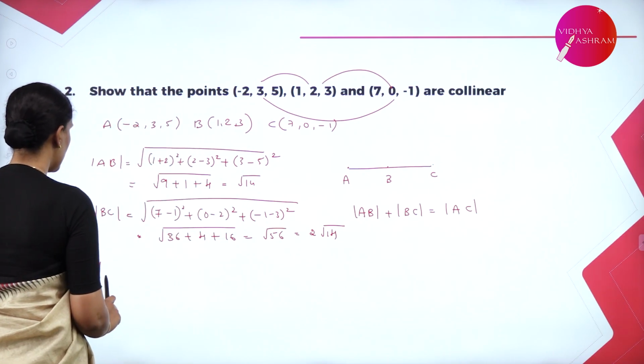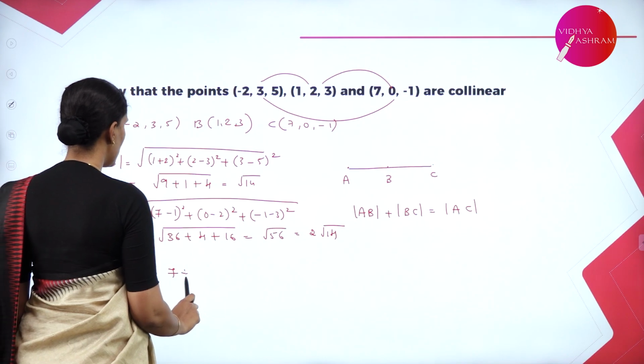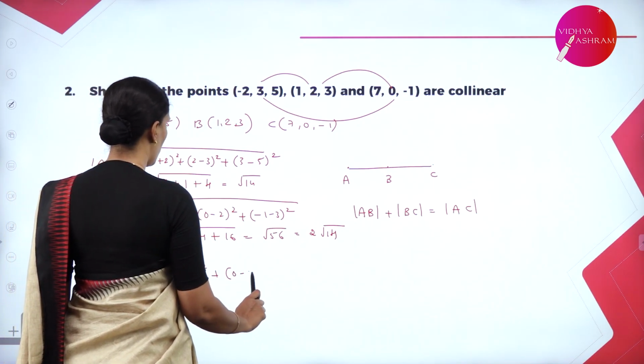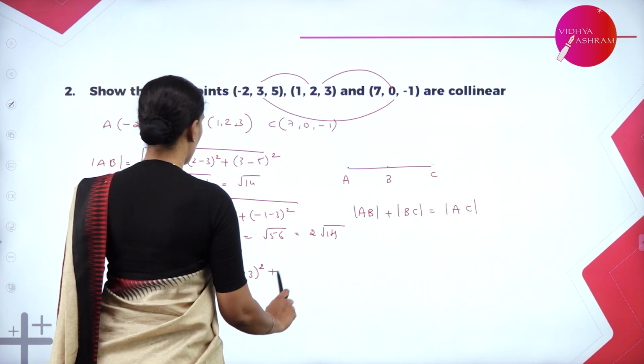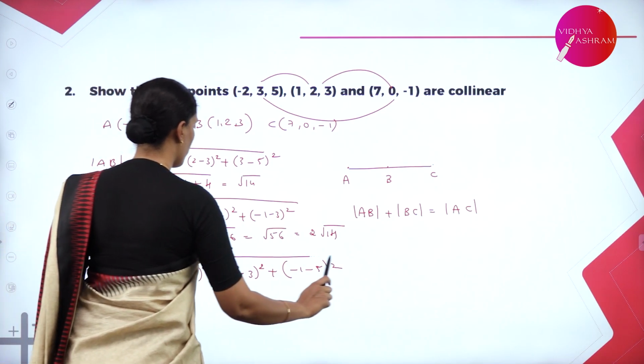Next we have distance AC. (7 minus of -2, which becomes 7 plus 2) whole square, (0 minus 3) whole square, (-1 minus 5) whole square under the square root.